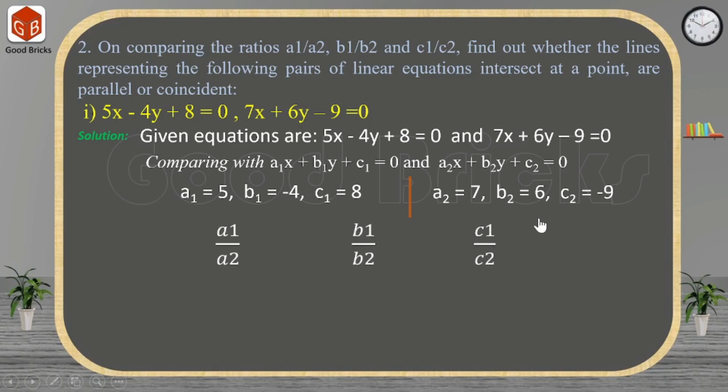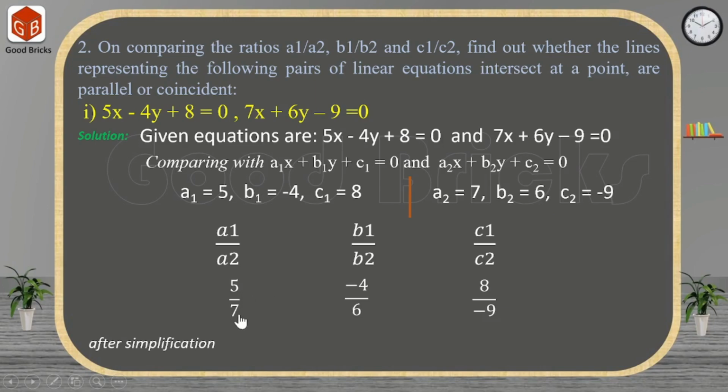Now we need to take ratios of a1, a2, b1, b2, c1, c2. Let us take and substitute these values. In place of a1 and a2 we have substituted the a1 value and a2 value. Similarly, in place of b1, b2 we have substituted the b1, b2 values, and then the c1, c2 values. Now we need to simplify it.